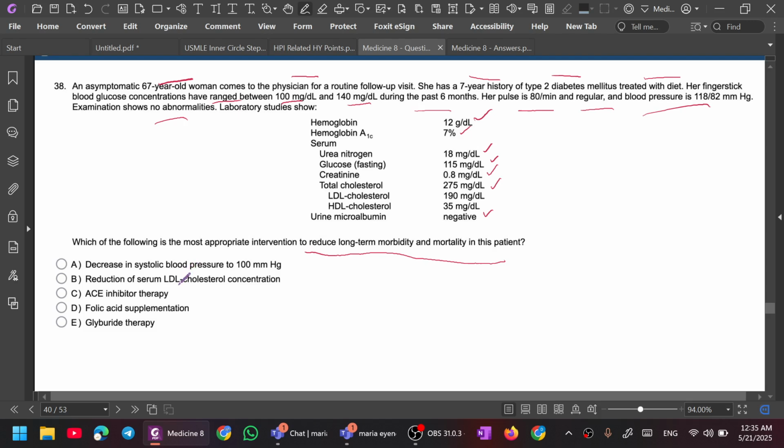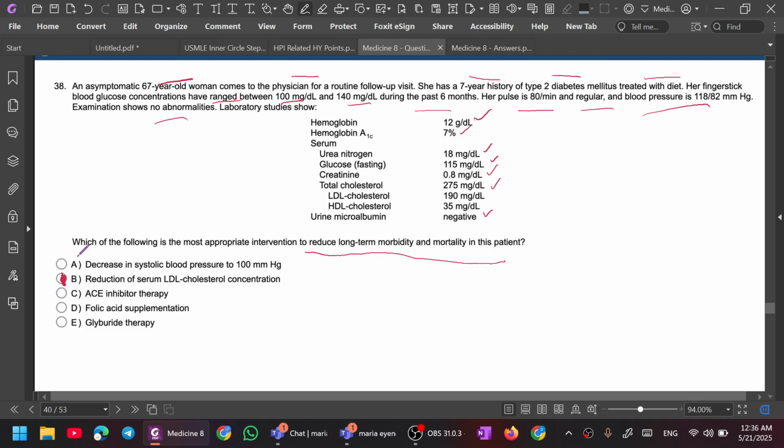Is there any protein loss? What do you mean? HbA1c is quite okay. BP is also normal. LDL is more than one. Okay. I am confused between B and C. Is it that LDL is more than one? LDL is 190, so it is high.